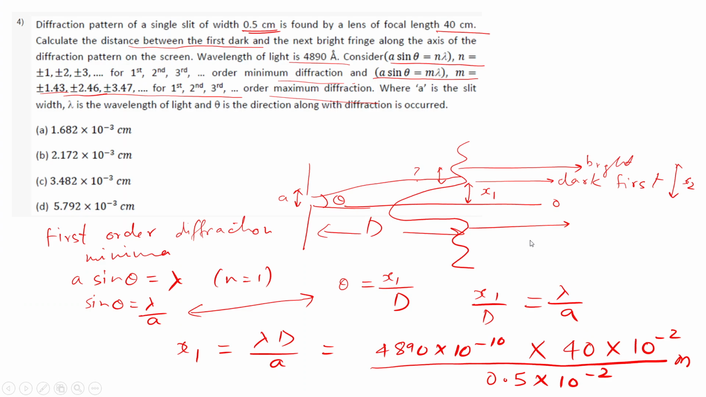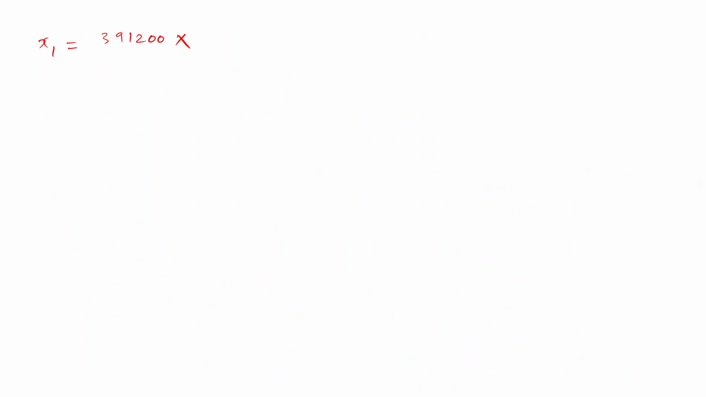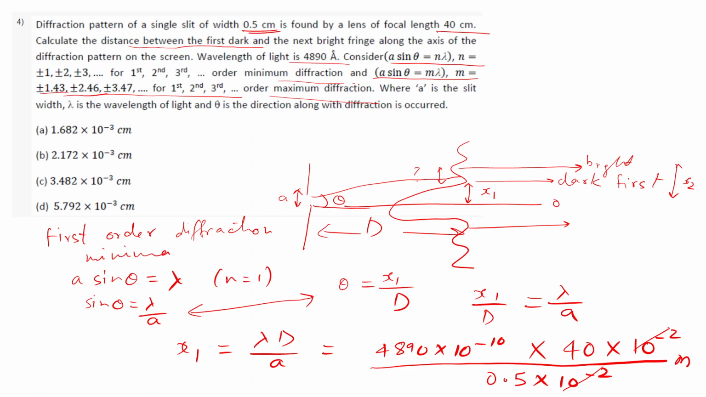Now when I calculate this, let's see what I get. 4890 times 40 divided by 0.5, my answer will be 391,200, and the exponents 10 to the power minus 10 and minus 2 cancel, so it will be 10 to the power minus 10 meters. That means 391,200 angstrom, and our answers are in centimeter.